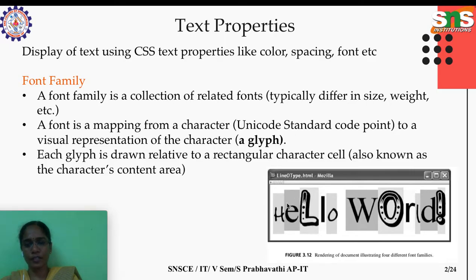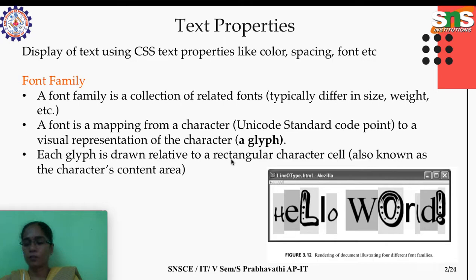What it says is here each and every character is represented in a rectangular character cell, is it not? You could visualize it, each and every character in this display is occupying a rectangular cell. This we are saying as a glyph, each and every character cell content we are saying as a glyph in general. Each character has something called a Unicode standard code point, so that when we display it, its visual representation will be like this. So each character is nothing but a glyph.